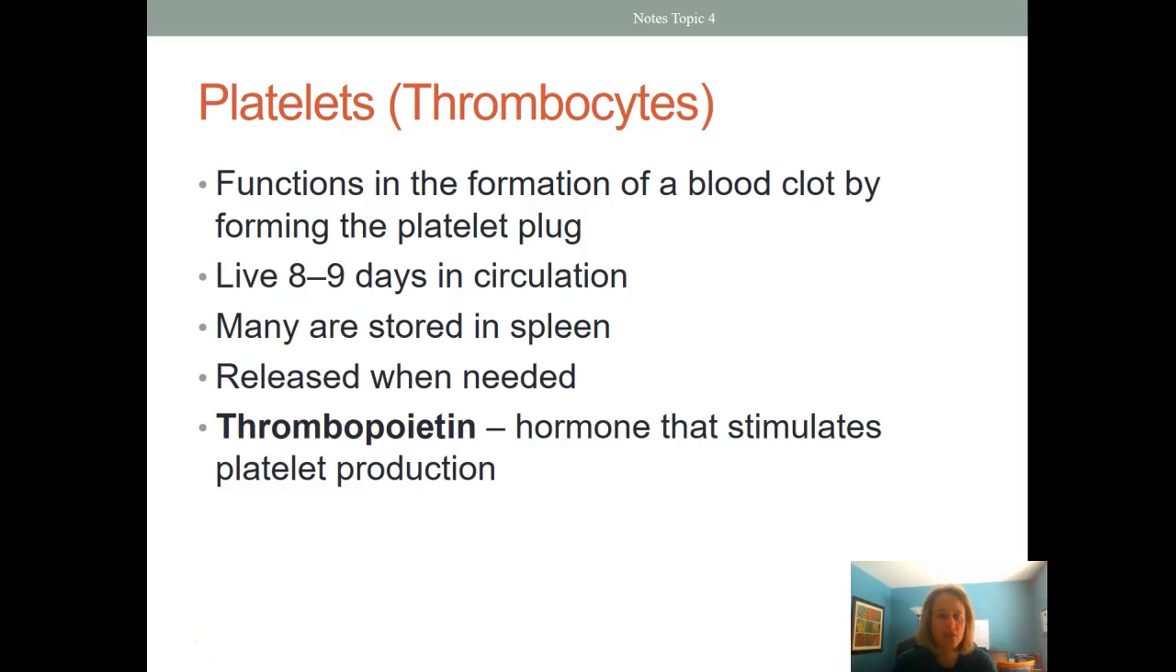So platelets, also called thrombocytes, play an important role in blood clotting by forming the platelet plug. They only live in the circulation about 8 to 9 days. Many of them are stored in the spleen and can be released when needed. Thrombopoietin is the hormone that stimulates platelet production from the bone marrow.